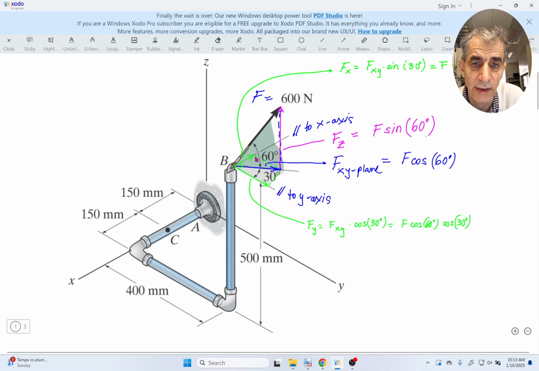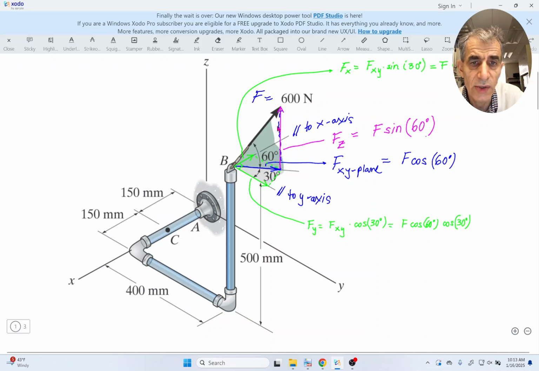We can see that basically that component is the adjacent leg to this 60 degrees angle. So that's why we can write it this way. That component right here in the plane is going to be equal to F cosine 60. Now, there is another leg which is opposite to the angle, and we see that this leg is parallel to the z-axis, this one right here.